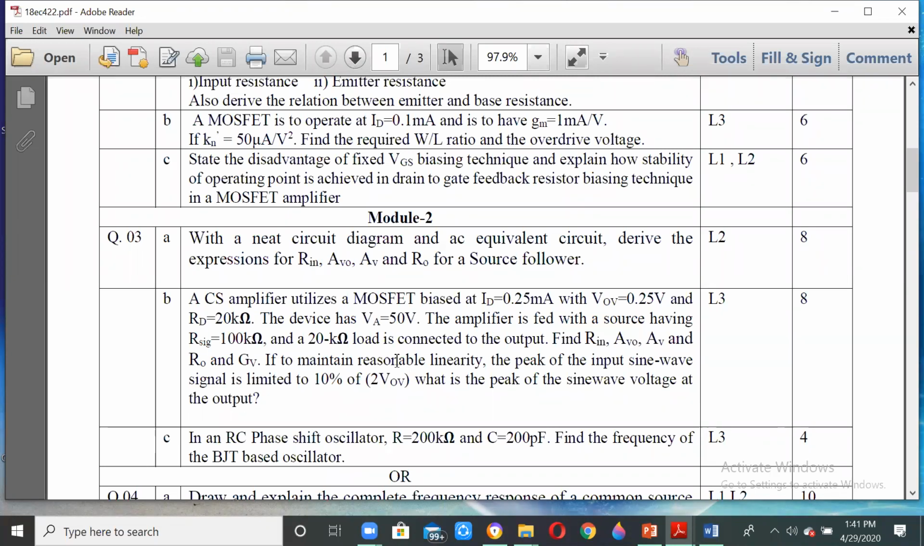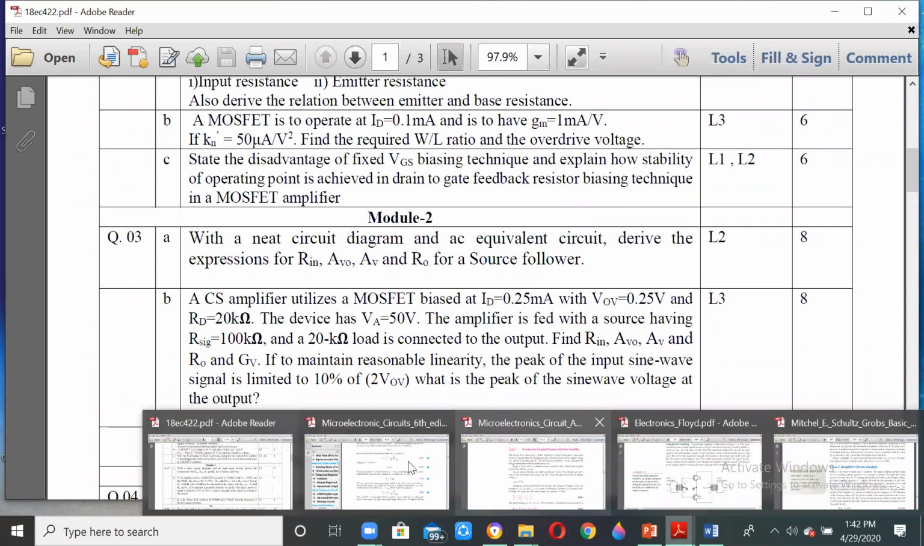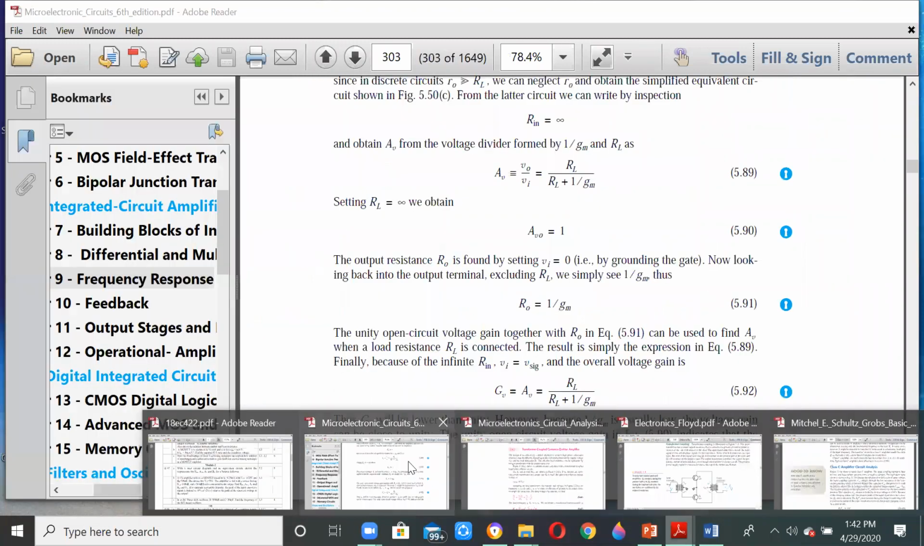If so, to maintain reasonable linearity, the peak of the input sine wave signal is limited to 10% of 2 VOV. What is the peak of the sine wave voltage at the output? So this is the problem which we have already solved in the class, and it's there in the book as a solved example. So we can just go to that and check what it corresponds to.